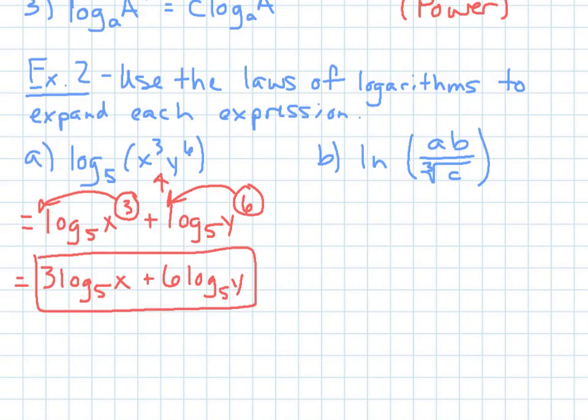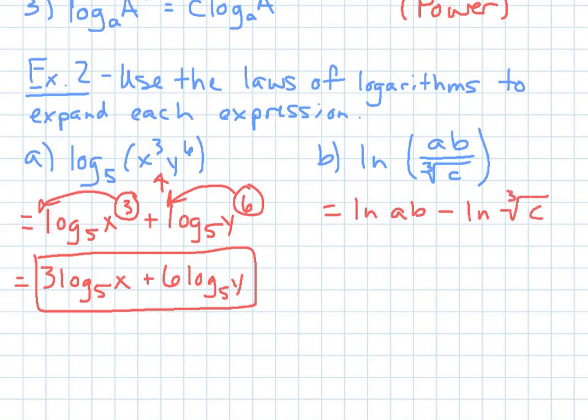So moving on to letter B, now the same properties work for ones with ln's. It's just a different base, basically. So here I see that I have multiplication, I have division, and I have a power, because it's a cube root. Remember that cube roots are the same thing as rational exponents, so it would be the 1/3 power, basically. So here, I want to first take away the division. So I'll write ln of the top, so a times b, and then minus ln of the bottom, which is the cube root of c.